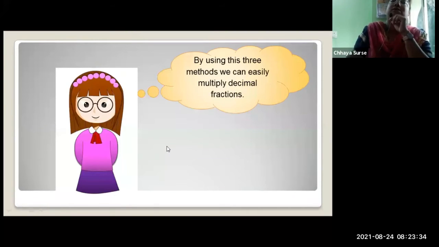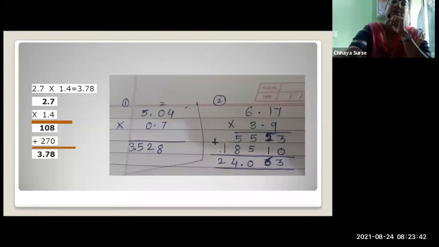By using these three methods, we can easily multiply decimal fractions. So here is one sum: 2.7 multiplied by 1.4. We are arranging it vertically.